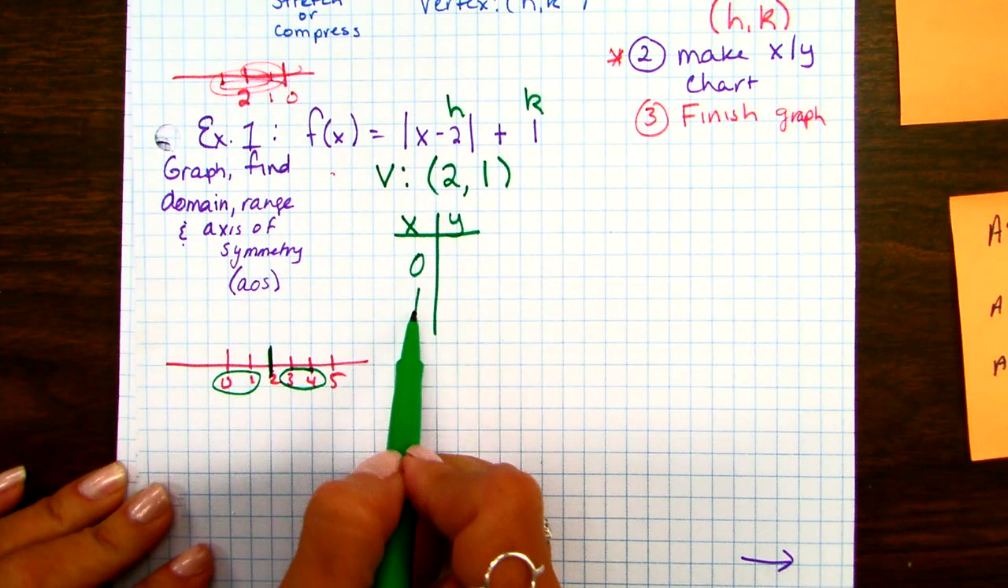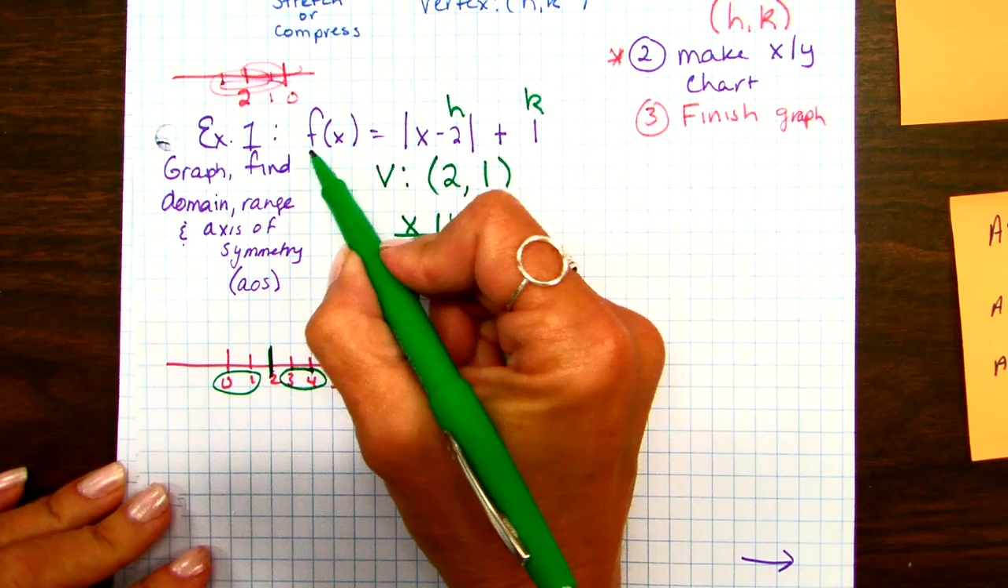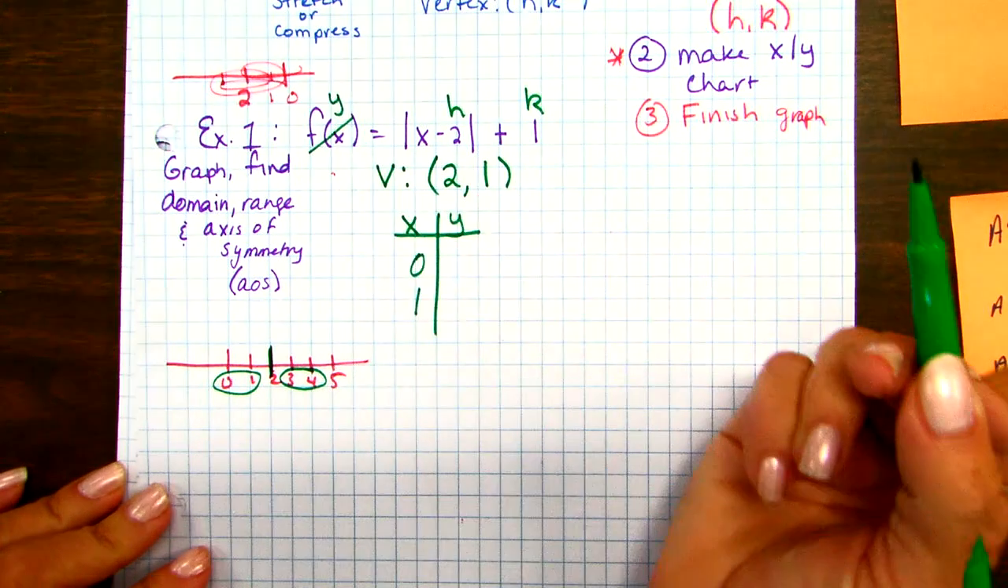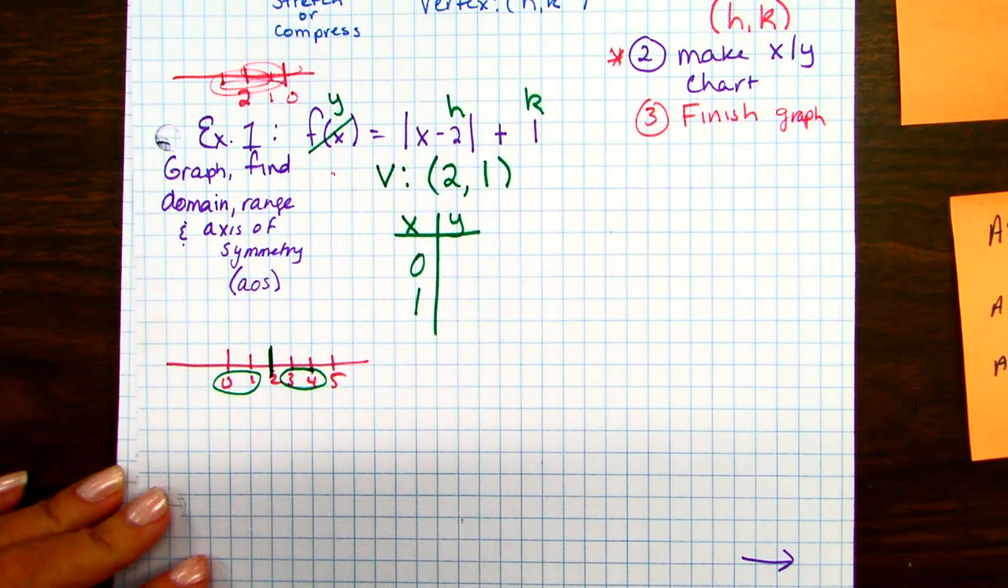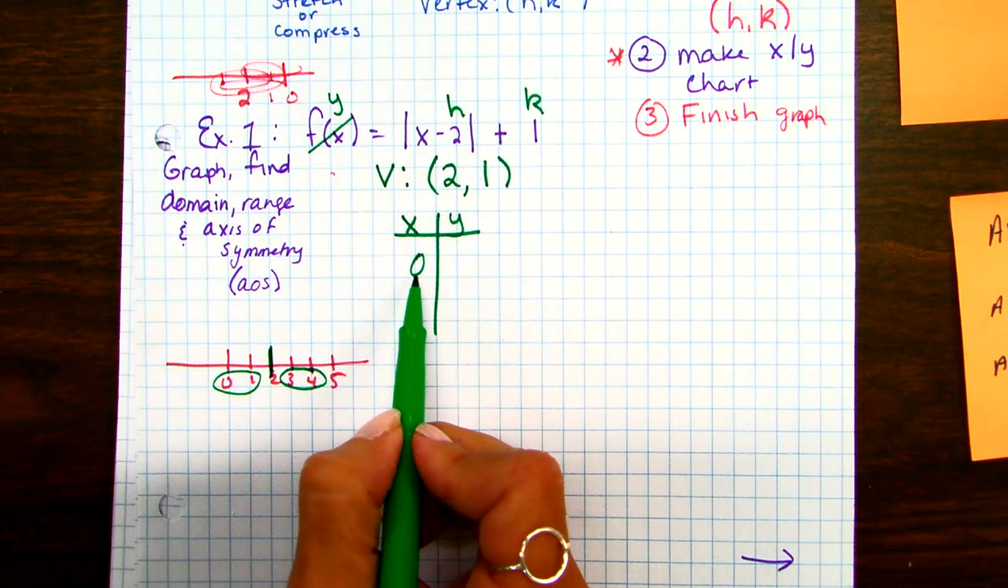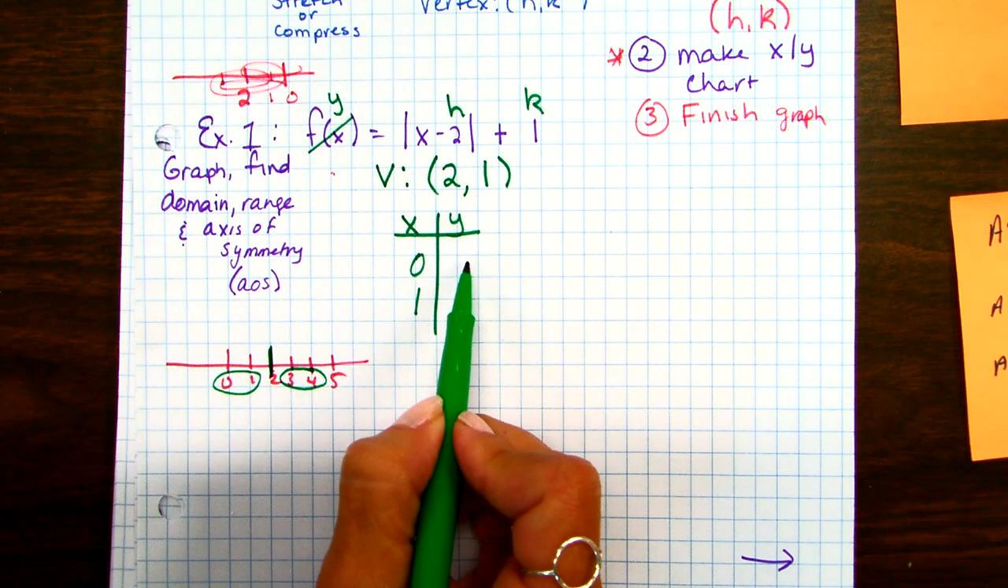What we need, then, is the y values. Don't forget, f of x is the same as y. So just fancy, we know it means y. Anybody have an idea what we're going to do to find y? Come on. If I know x is 0, what do you think I'm going to do to find y?